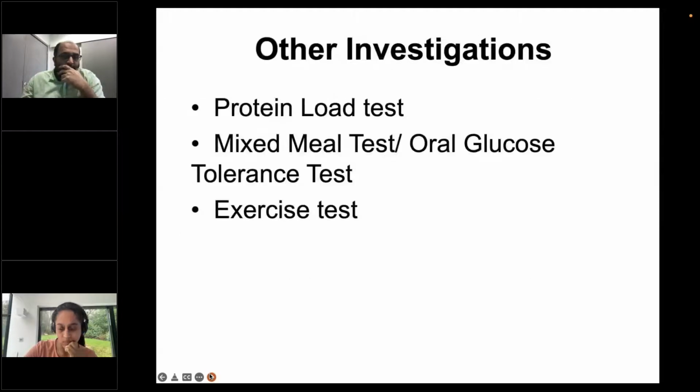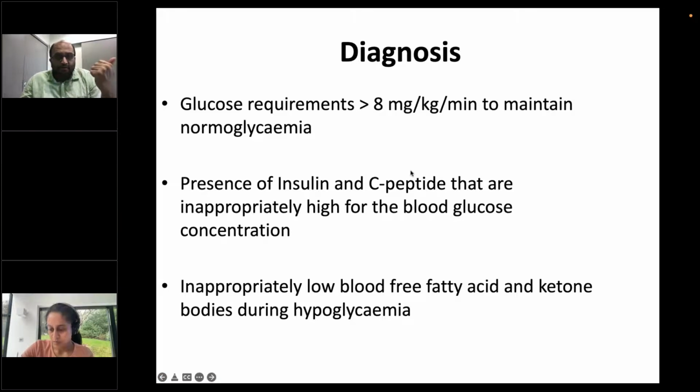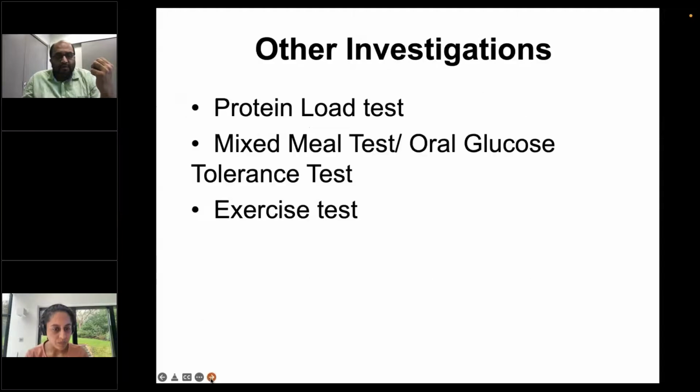So when we talk about diagnosis, it's mainly that they would have high glucose requirements, more than 8 milligrams per kilogram per minute. You then look at the biochemical results. So they would have low fatty acids, low ketones, and presence of insulin and C-peptide. So detectable insulin and C-peptide at the time of low blood glucose concentration. That's why it's very important to take the critical samples, especially looking at those ketones, fatty acids, insulin, and C-peptide. We obviously do other hormone tests as well.